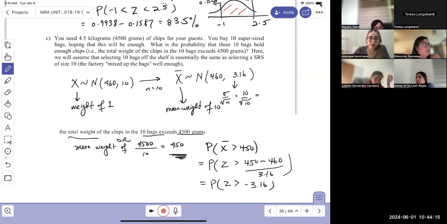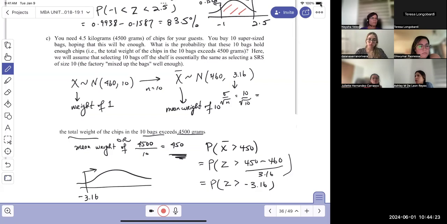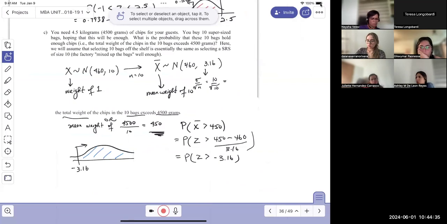Negative 3.16, that's right. It's over here, right? It's far away. So if you look up 3.16 in your table, you get the left side. What's the probability? What's the probability there?